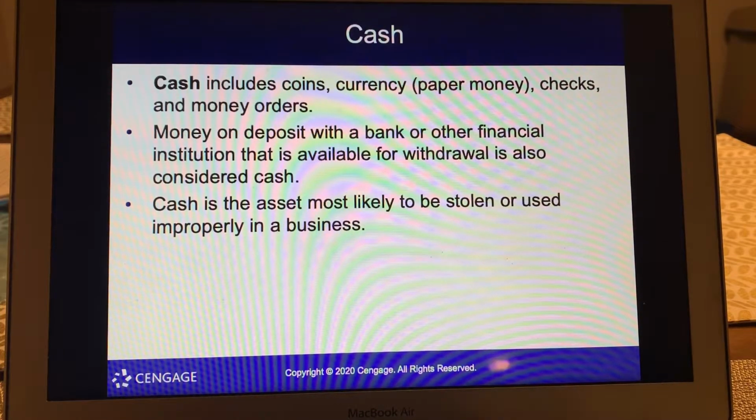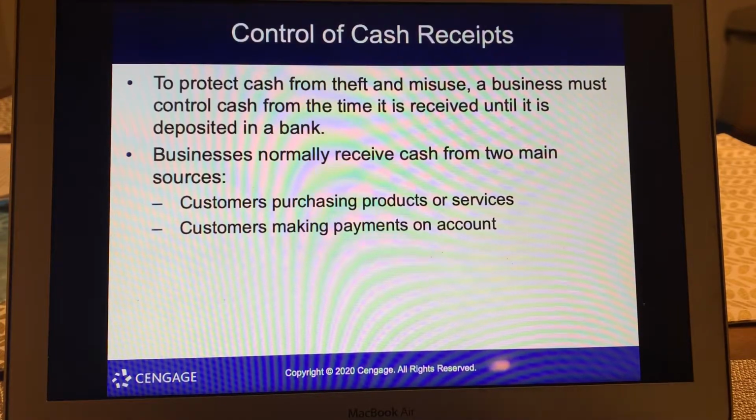Cash includes coins, currency, checks, and money orders. Money on deposit with a bank or other financial institution that is available for withdrawal is also considered cash. Cash is the asset most likely to be stolen or used improperly in a business. So a lot of times that's why you have a small amount of petty cash on hand, and you don't want a lot. You don't want stacks of money just hanging around. The temptation is too high to take it.